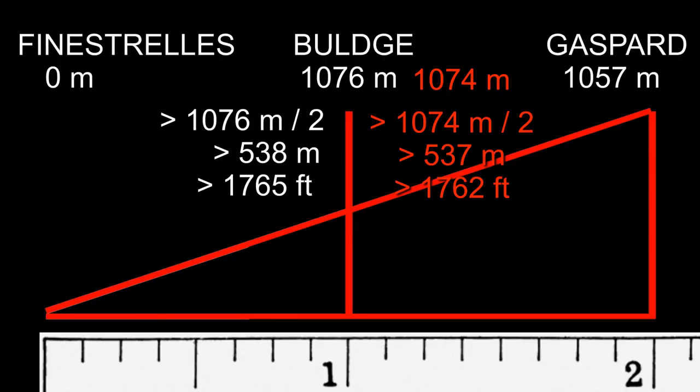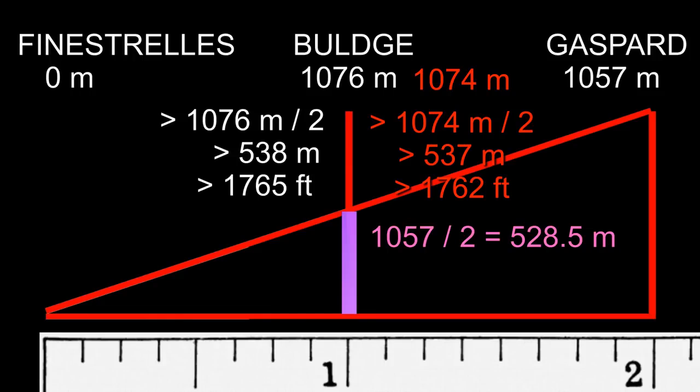The line of sight between the peak of Mount Fenestrelle and Mount Gaspar is a slope. So the elevation of the line at its midpoint is simply the elevation of Mount Gaspar divided by 2. 1057 divided by 2 equals 528.5 meters.